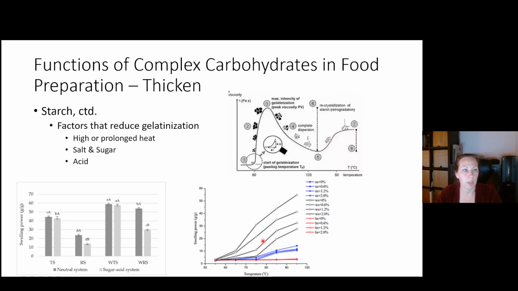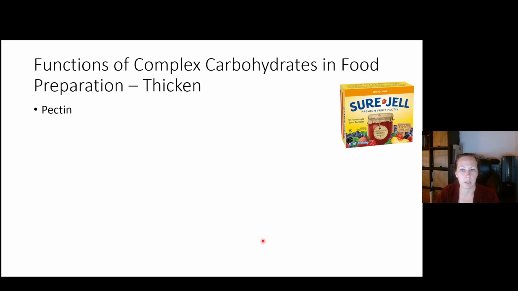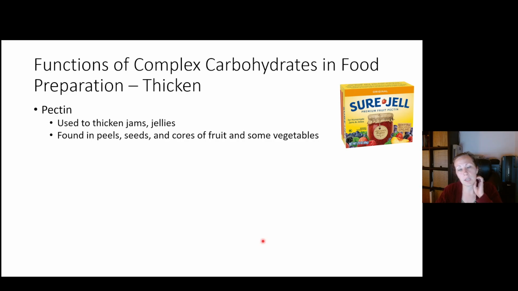Continuing with thickening, now let's talk about pectin, and go into pectin a little bit more. Like we've said before, it's used to thicken jams and jellies. Pectin is primarily going to be found in the peels, the seeds, and the cores of fruit and some vegetables. You're going to find more pectin in unripe fruits. As fruit ripens, pectin is converted into pectic acid, which makes the fruit softer as well as more acidic.